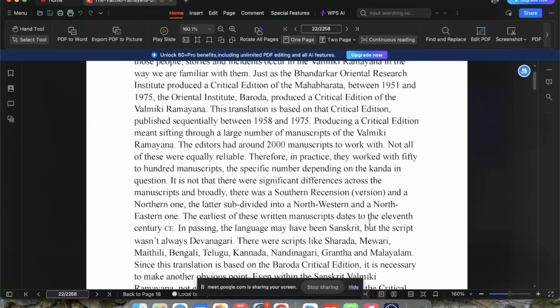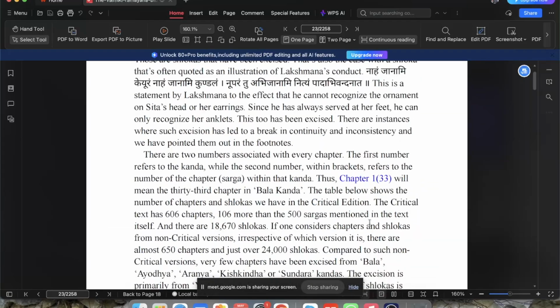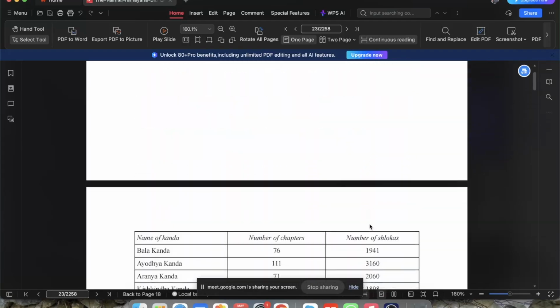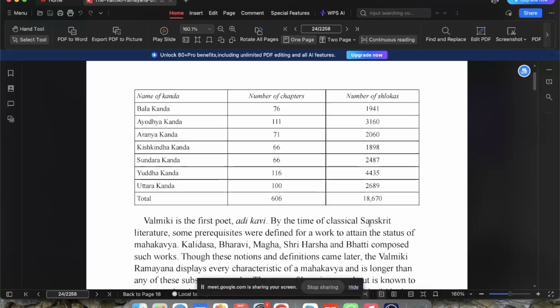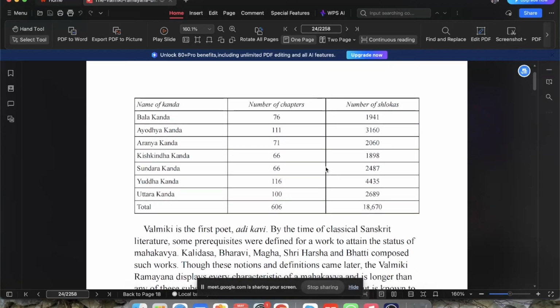I just bookmarked the place where we had stopped. Yeah, so I hope all of you are still able to see my screen, right? Yes. Yeah. Yes, sir.